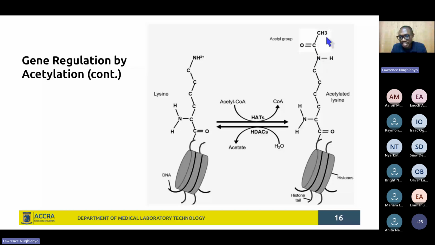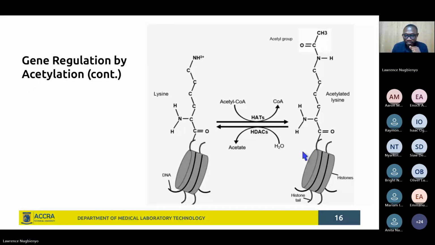So this is what I was referring to. Now you can see it clearly here that you can have such acetylation, which will result in activation of the gene that is to be expressed. Of course, that's a reversible reaction, and so you can have deacetylation. So deacetylation will do the same thing as methylation is doing.